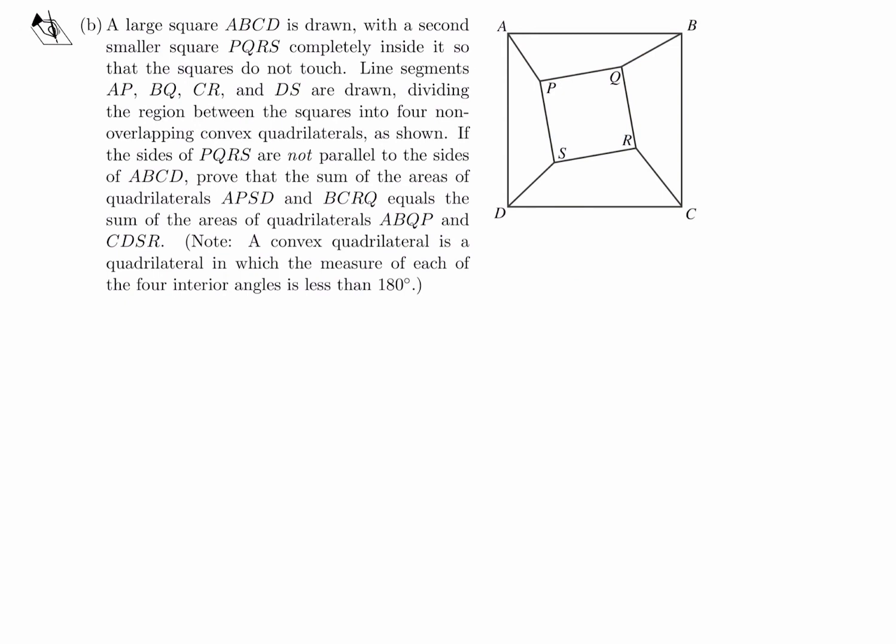A large square ABCD is drawn with a second smaller square PQRS completely inside it so that the squares do not touch. Line segments AP, BQ, CR, and DS are drawn, dividing the region between the squares into 4 non-overlapping convex quadrilaterals as shown. If the sides of PQRS are not parallel to the sides of ABCD, prove that the sum of the areas of quadrilaterals APSD and BCRQ equals the sum of the areas of the quadrilaterals ABQP and CDSR.